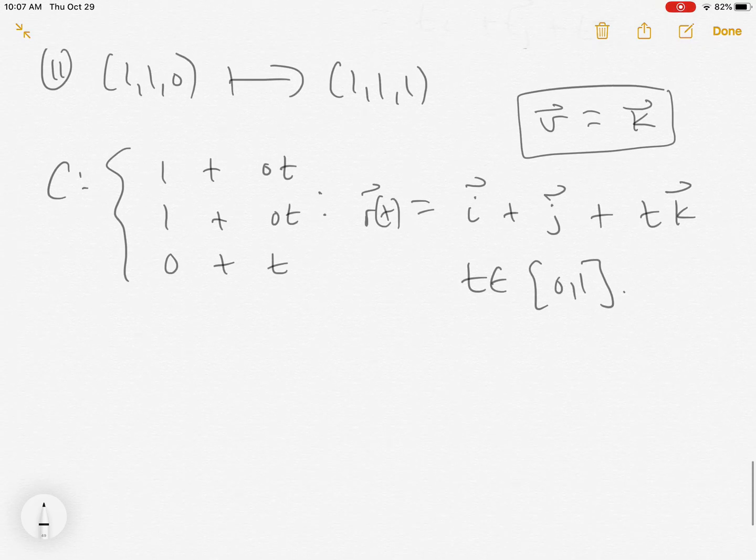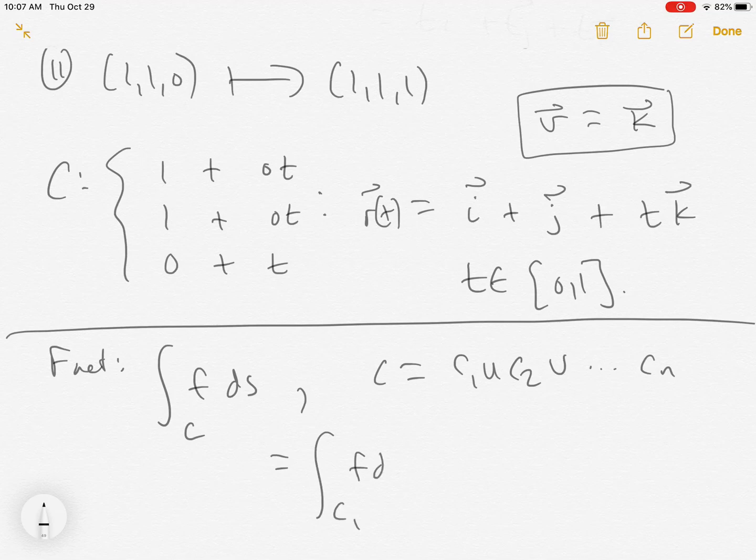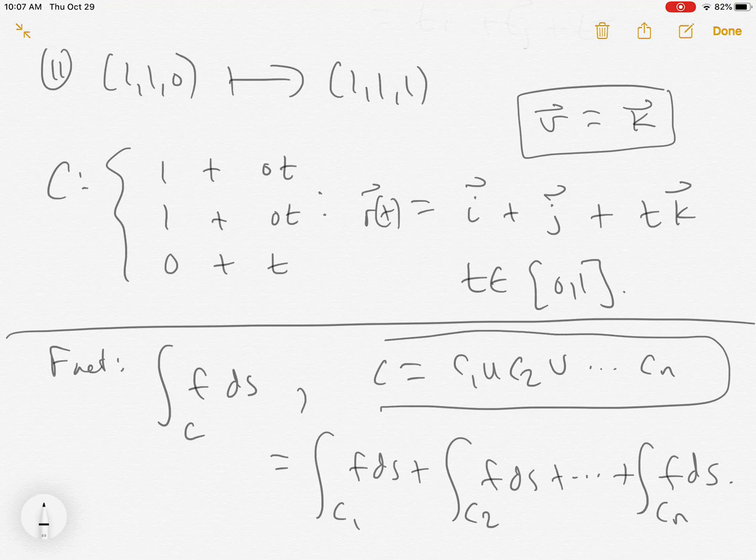Now here's a fact. If you have a line integral of f over a curve C, and C is made up of the union of C1, C2 down to Cn, then the integrals are additive. That's if C is defined this way.